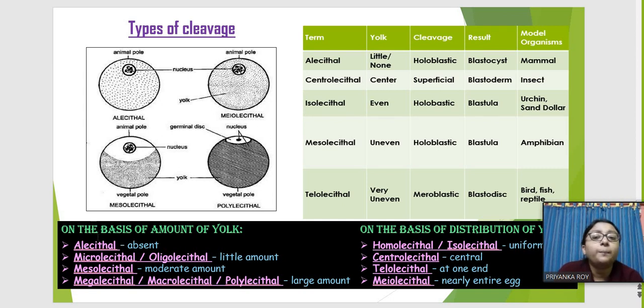Then comes the mesolecithal, where a moderate amount of yolk is there. Then comes the telolecithal, where the yolk is only at one end and the other portion of the egg does not have any yolk. Isolecithal is where the yolk is evenly distributed throughout the egg. Centrolecithal is where it is only present at the center of the egg and not outside. So depending on the content and distribution of the yolk, the type of cleavage can be divided into the following types.